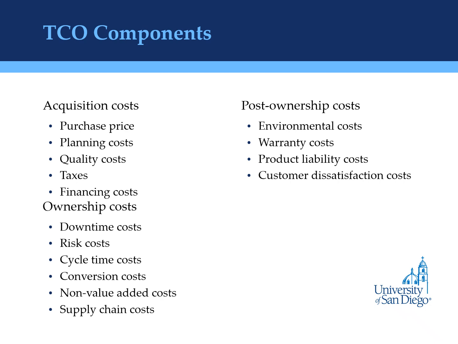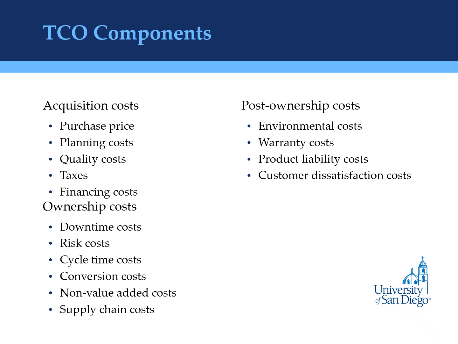Planning costs can include going out to bid. It can include all of the decision time that we take trying to determine what is the right product. Costs of quality. Is it a reliable product? Is it unreliable? Taxes, any interest that we pay.